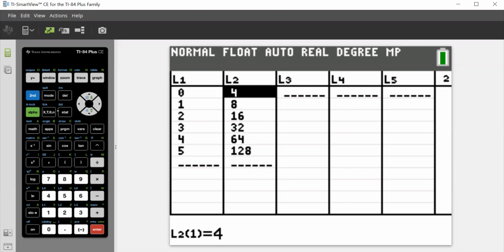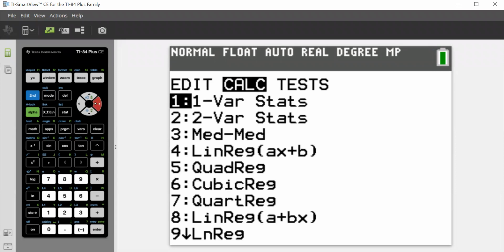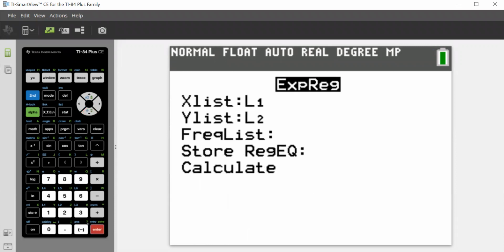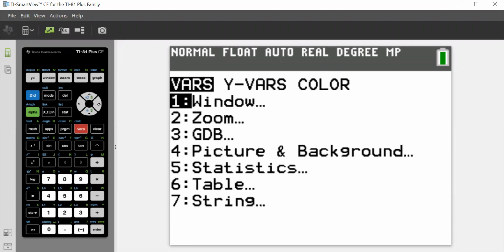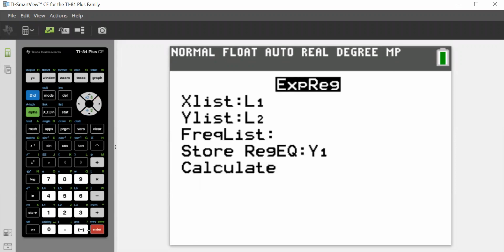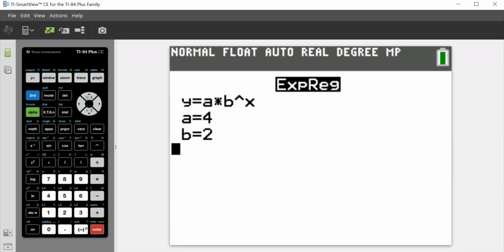Now that you've got all your data in, you go stat over to calc. And now this is an exponential regression. Notice I'm hitting the down arrow a bunch of times and I get to 0 and I see ExpReg, exponential regression. So we hit enter. Then we just go enter, enter, enter. And then right here, this is the really important part, friends, store regression. We go vars over to yvars, function, y1. The reason we're doing that is it stores it in our graph, and that way we don't have any rounded values. Now we've got a pretty easy equation here, so let's write that one down.